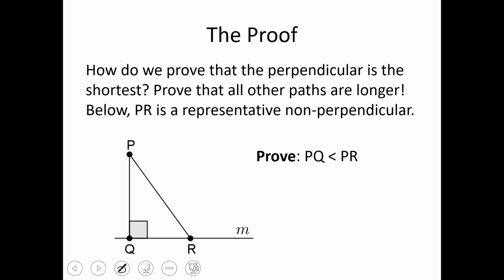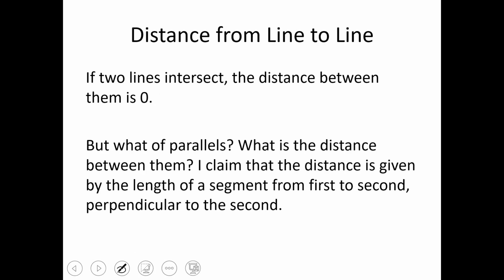So this is something we immediately know. So we conclude then that the distance from a point to a line is the length of the segment from the point to the line perpendicular to the line. Now, the final question we wish to consider is distance from line to line.